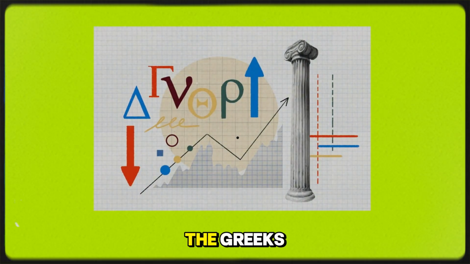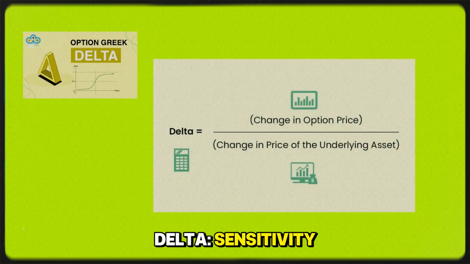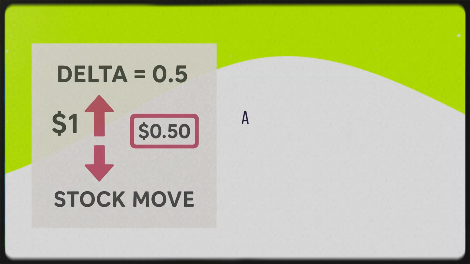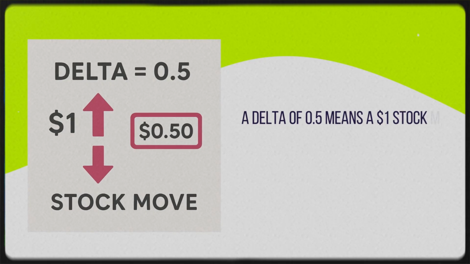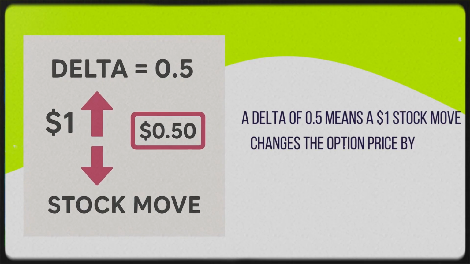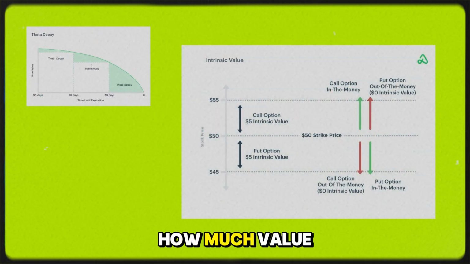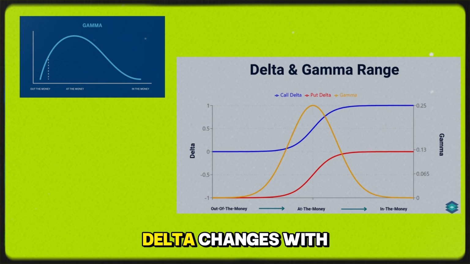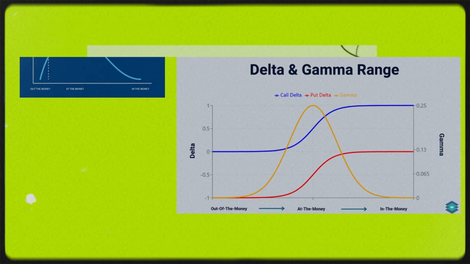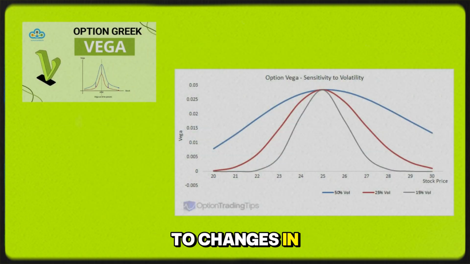Then, the Greeks. Delta. Sensitivity to stock price changes. A delta of 0.5 means a $1 stock move changes the option price by $0.5. Theta. Time decay, how much value your option loses each day. Gamma, how fast delta changes with the stock price. Vega, sensitivity to changes in IV.